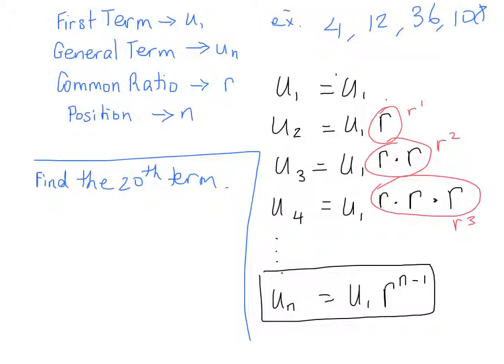And again, that's of this sequence that we have written up here. All right, so finding the 20th term, we would go to U20 equals U1 times R to the n minus 1. So U20 is U1, and U1 is 4. So 4 times R, which is, well, what is our common ratio? We're jumping each time by 3. So R is 3 to the 20 minus 1.